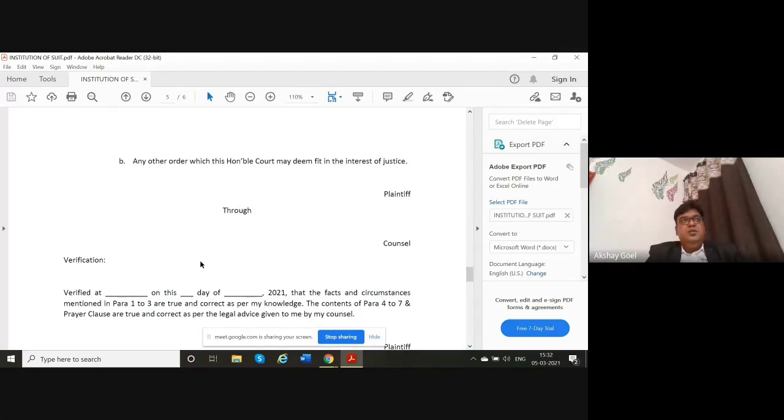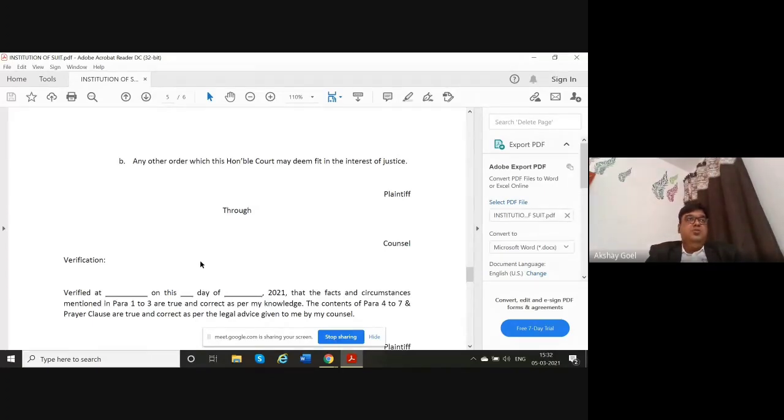And you need to tell your client that these are the things which are mentioned by you. The verification clause should be like this: verified at the place where you are filing the suit, on this day, the date of the month and the year, that the facts and circumstances mentioned in paragraphs 1 to 3, like in the above illustration, where paragraphs 1 to 3 are the facts of the case, are true and correct as per the knowledge of the plaintiff. However, paragraphs 4 to 7 and the prayer clause are true and correct as per the legal advice given to him by his counsel.